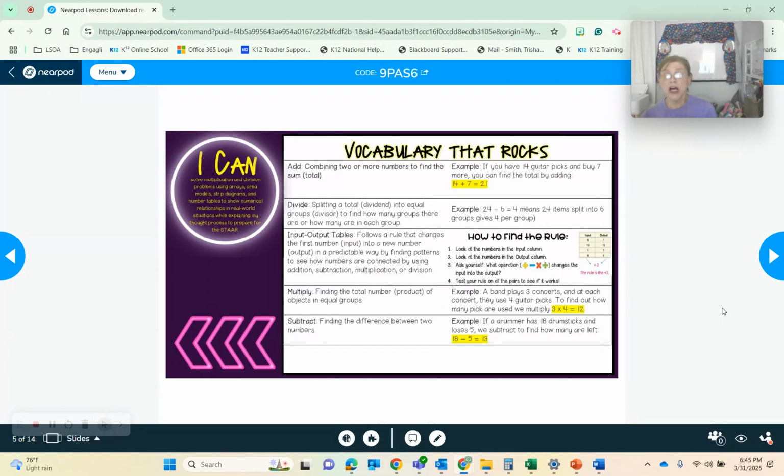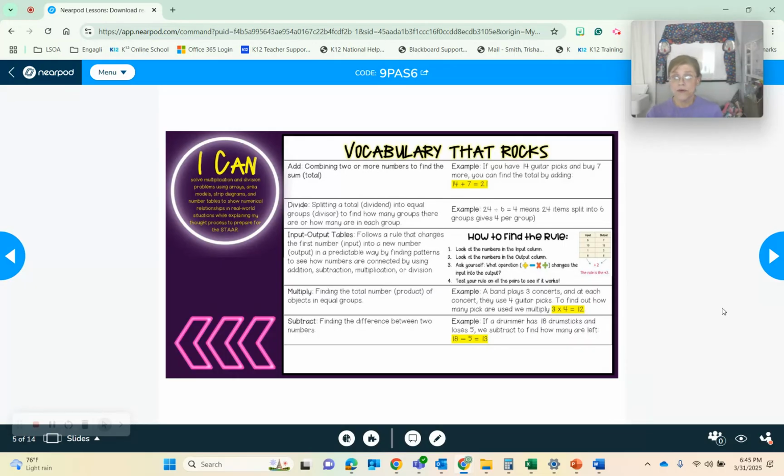Input-output tables. Listen and look carefully. Input and output tables follow a rule that changes the first number, which is the input number, into a new number, the output number, in a predictable way, by finding patterns to see if the numbers are connected by using addition, subtraction, multiplication, or division.